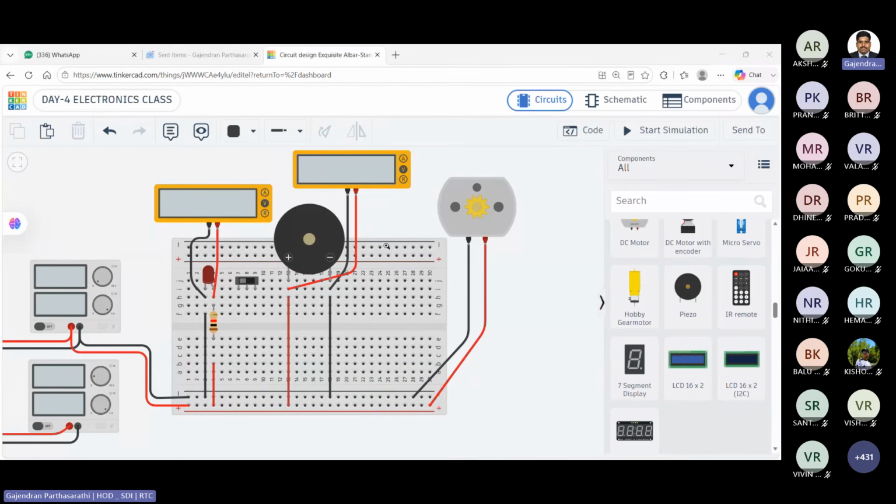I hope everyone can see the fan regulator. How many speeds are possible with a fan regulator? More than 2 levels, many levels. So is this analog or digital? Please tell me, analog or digital? Analog. That's all.